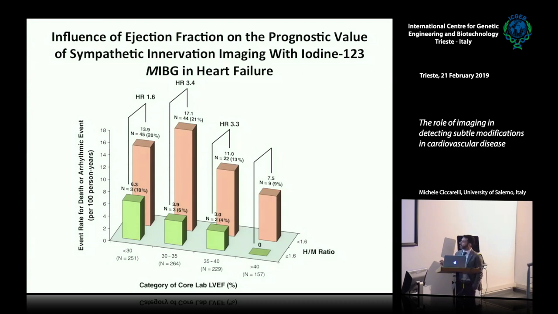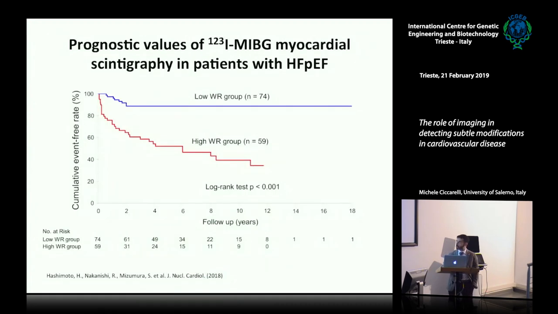And here you can see that there are patients, even with an ejection fraction over 40%, in whom a heart to mediastinum ratio less than 1.6 still correlates with death or arrhythmic events in patients with heart failure. Also, the washing rate in these patients correlates with an increasing cumulative event rate in patients that have a high washing rate, compared to those that have a low washing rate.